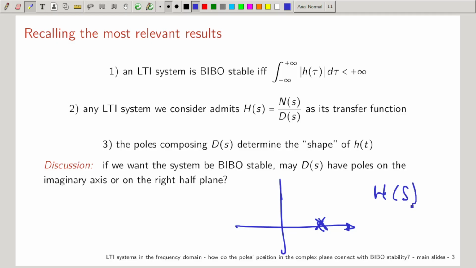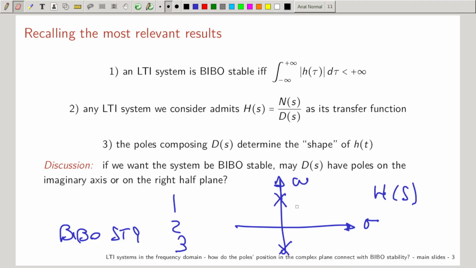H of s looking like this. BIBO stable? Yes, no, I do not know. Very much no. True? H of s looking like this one. BIBO stable? That one is a sine. True? No, not stable. H of s looking like this. Sorry. This one in the 0. BIBO stable? No.